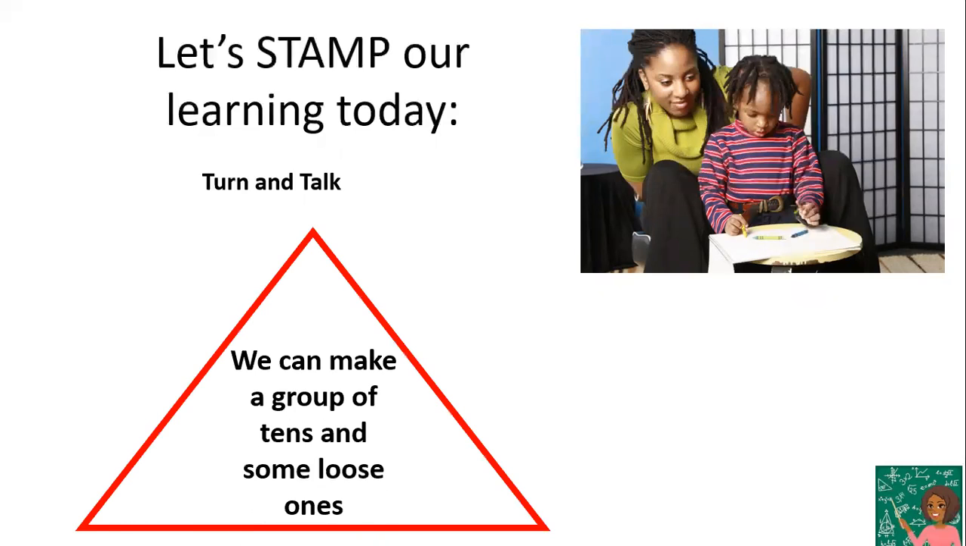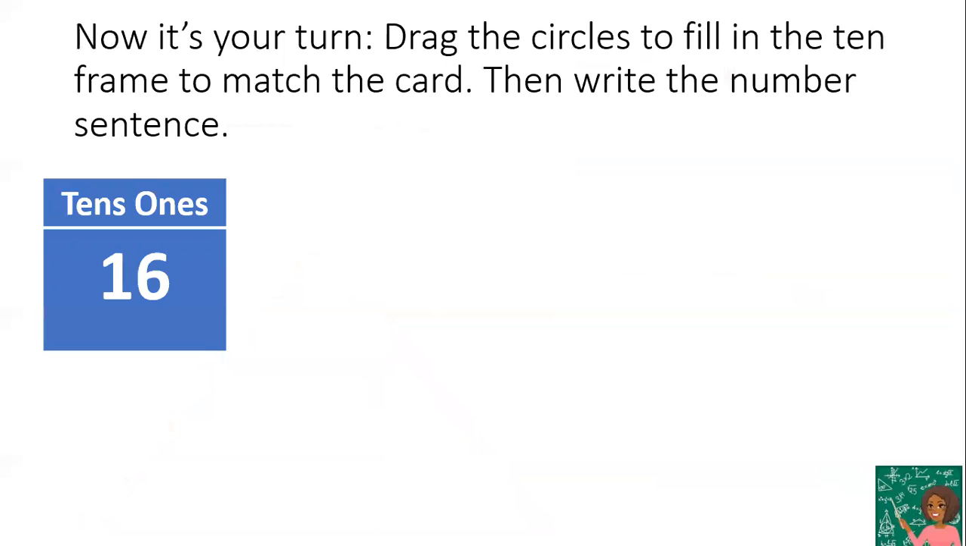Here's what Miss Lander came up with. We can make a group of 10s and some loose 1s using our 10 frame. That's how we were able to find our total. When we counted our 10 frame, we had 1 full 10 frame and some loose ones. When we added all of our dots together, we were able to find our total.